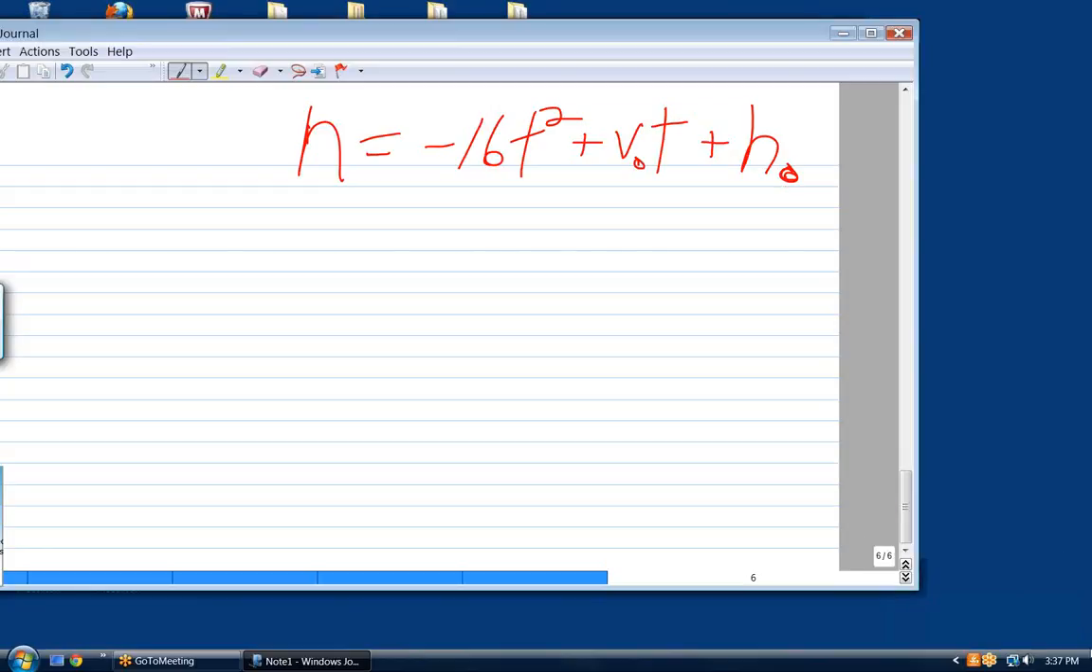Sorry, okay. So you drop a rock from a 256-foot cliff as a seagull flies below at an altitude of 60 feet. After how many seconds does the rock hit the seagull? Okay. And you're given this equation? Yes. Okay.